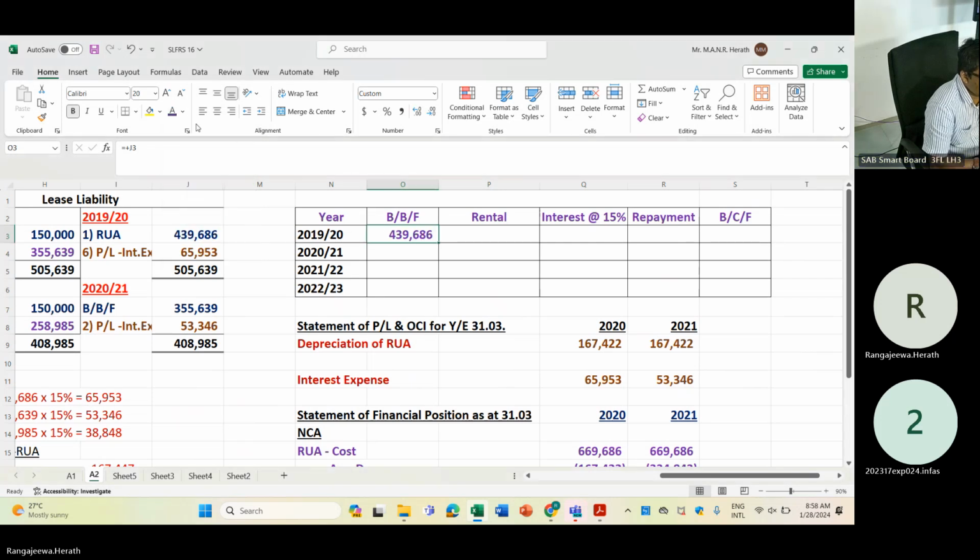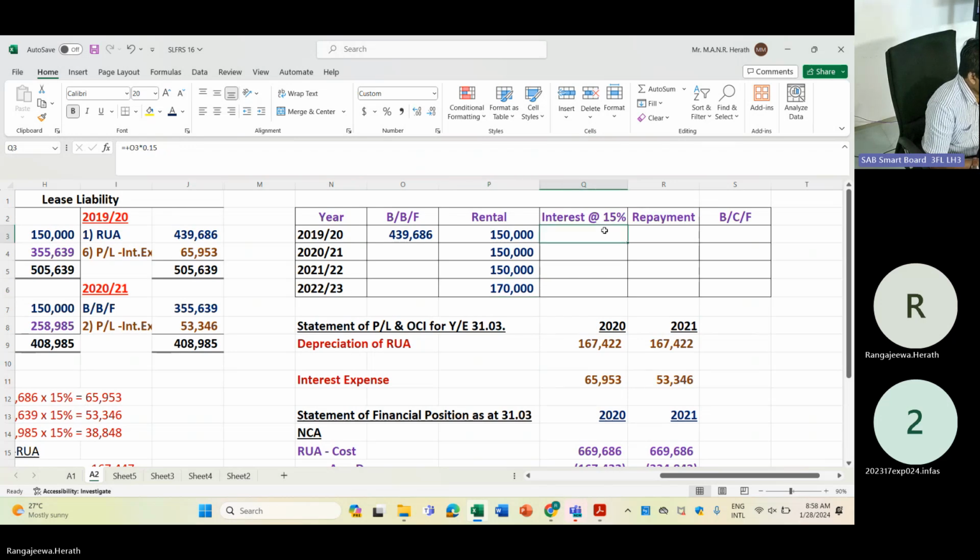433,686. Rental paid 150,000 each for 4 years. In the last year 170 is paid. 150 lease rental plus we had a guaranteed residual value. Right? We had that in activity 1.